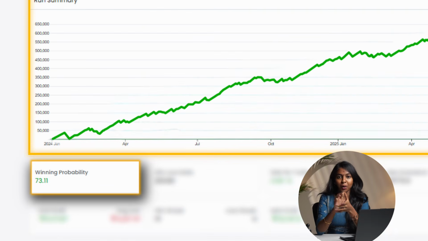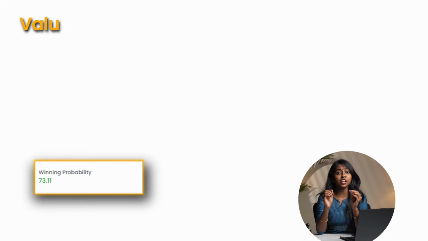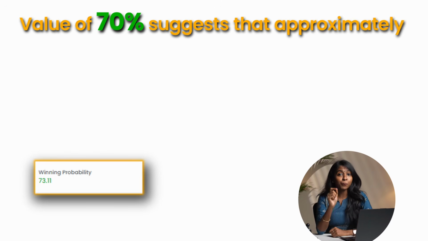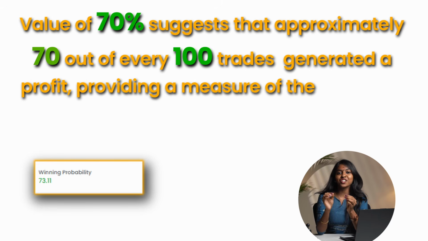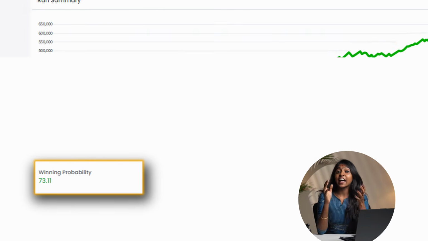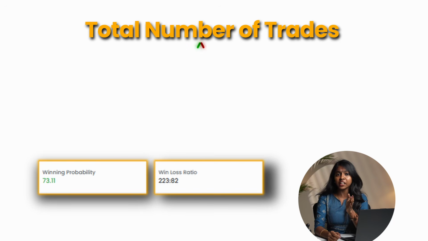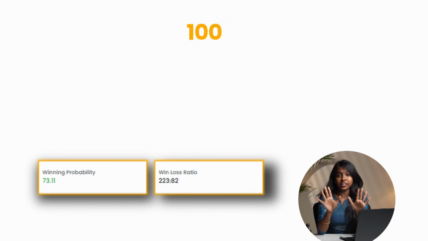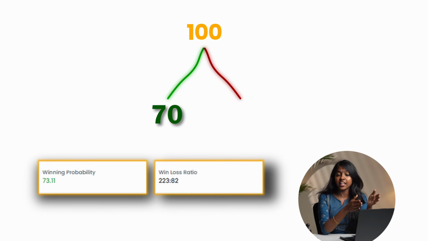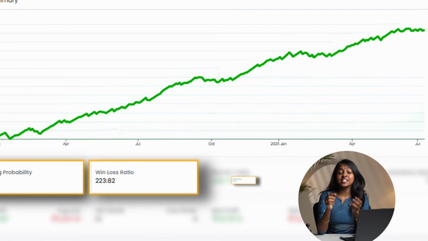Here, you will see the winning probability, which indicates the likelihood of a trade being profitable, expressed in percentage. For example, a value of 70% suggests that approximately 70 out of every 100 trades generated a profit, providing a measure of the strategy's overall success rate. And there is the win-loss ratio. This takes the total number of trades and splits it up into winning trades and losing trades. If you had a total of 100 trades, comprising 70 winning trades and 30 losing trades, your win-loss ratio is 70 to 30.